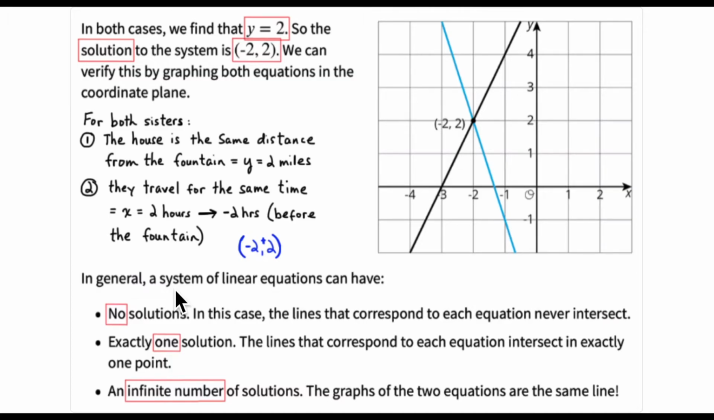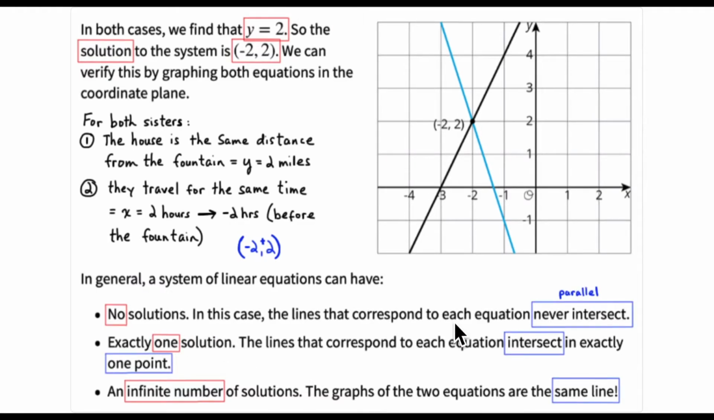So in a system of linear equations, there are 3 possible situations. One is that there are no solutions to that system of linear equations. A second is that there's exactly one solution to that system of linear equations, and that's the example in the summary, a single solution. And finally, there can be an infinite number of solutions to that system of equations.